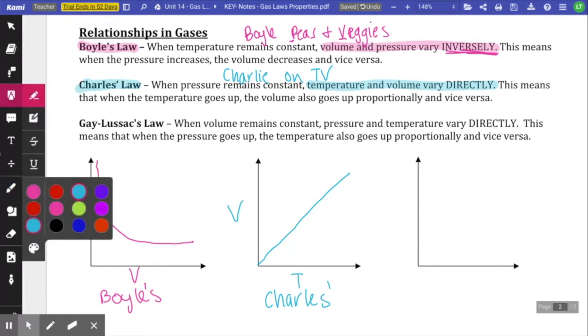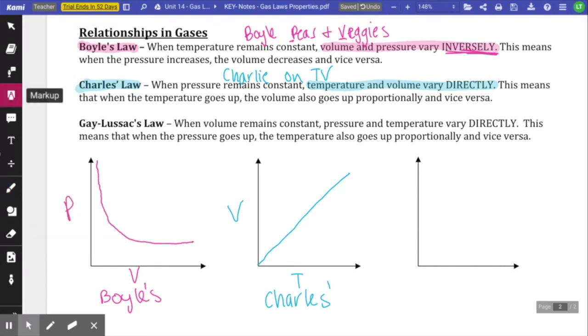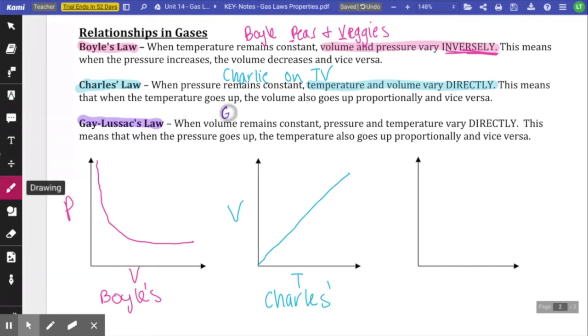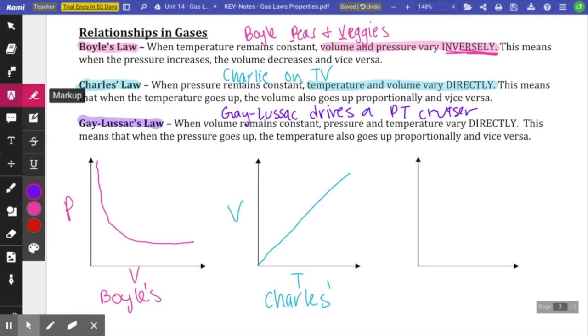Okay, the last law we have is Gay-Lussac's law. I always remember it as Gay-Lussac drives a PT Cruiser. So it relates pressure and temperature. And if you don't know what a PT Cruiser is, Google it. I think they are very ugly cars.